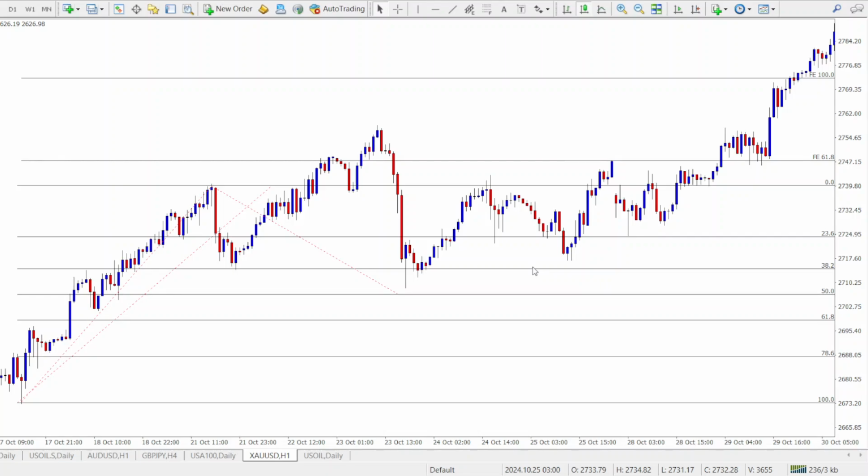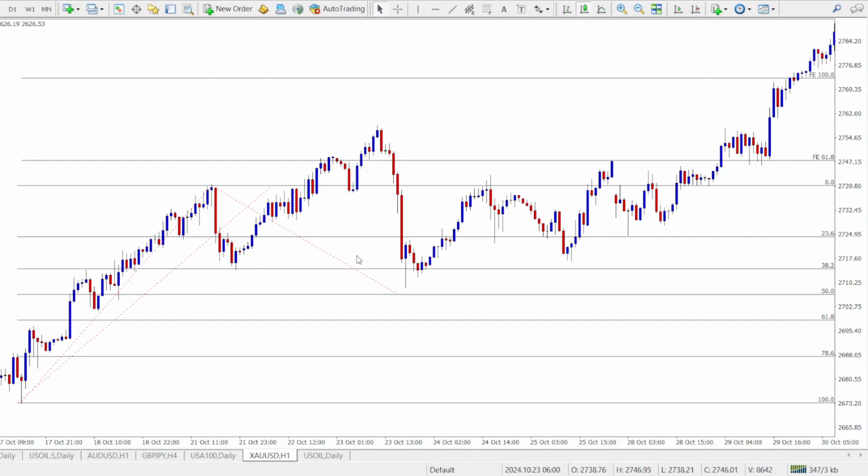they help traders predict potential support and resistance zones in the market, making them invaluable for both beginners and experienced traders. Now, Fibonacci is named after the famous mathematician Leonardo Fibonacci, who discovered a sequence where each number is the sum of the two preceding ones: 1, 1, 2, 3, 5, 8, 13, and so on. But for us traders, it's the ratios derived from this sequence, like 23.6%, 38.2%, 50%, 61.8%, and 100% that hold the magic.